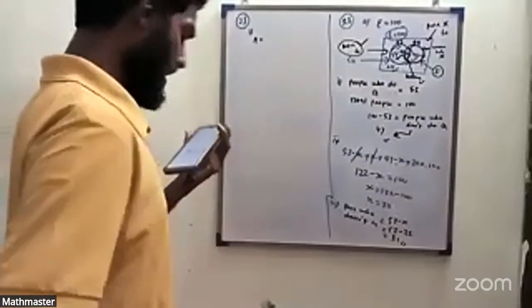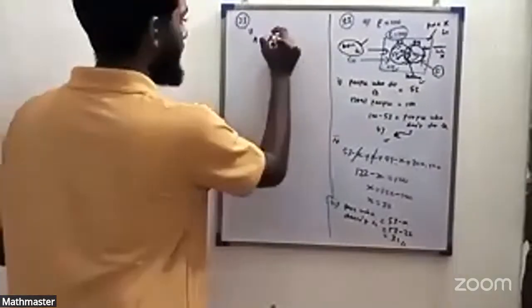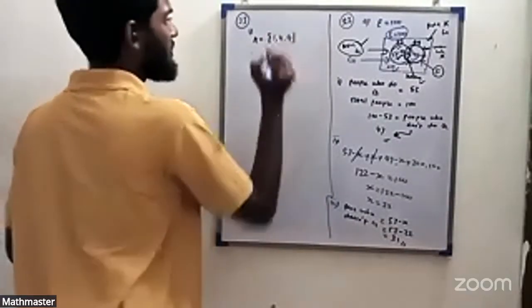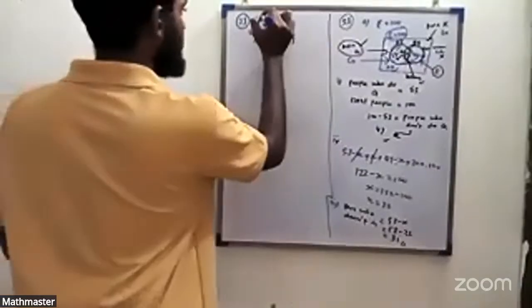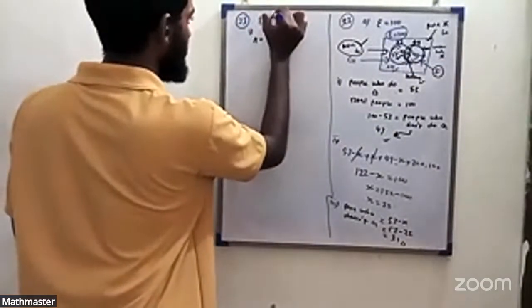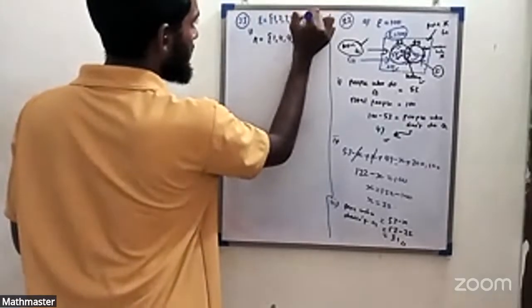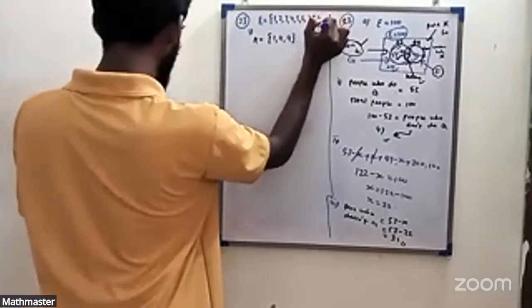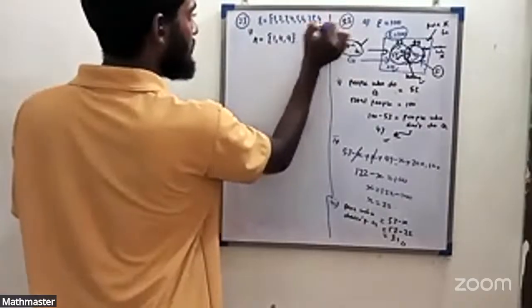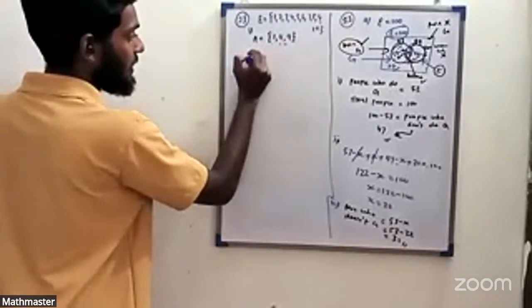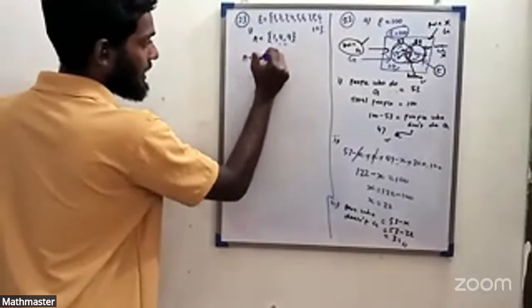So what is A? A, the elements are 1, 4, 9. So what are these elements? They have given the universal set as 1, 2, 3, 4, 5, 6, 7, 8, 9, and 10. From these, 1, 4, 9 are what? They are the square numbers.